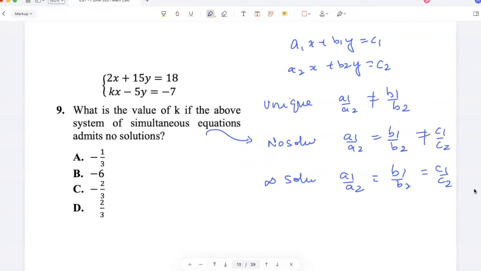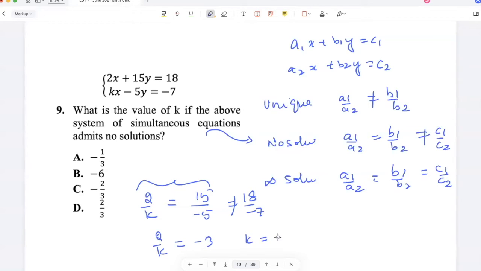And I get infinite solutions when a1 by a2, b1 by b2 and c1 by c2 are all equal. So here I have to put 2 by k should be equal to 15 by -5, and that should not be equal to 18 by -7. So 15 by -5 and 18 by -7 are anyway not equal. So if I equate these two, my condition for no solution would be met. So 2 by k is -3. So k should be -2 by 3, right? So -2 by 3, option C.